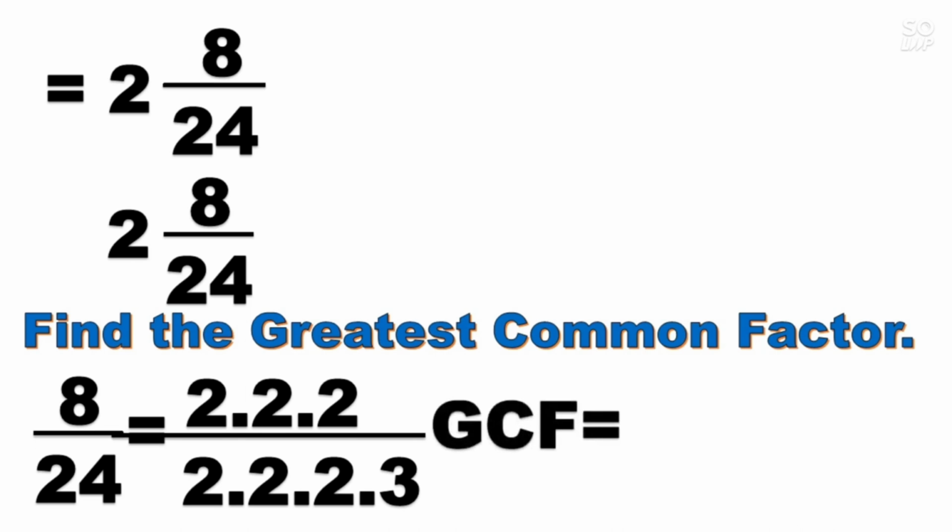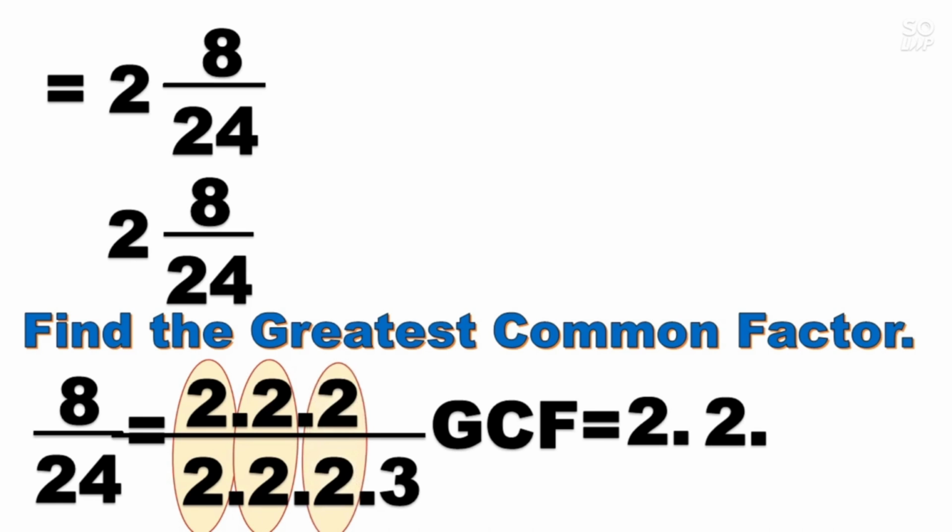Kukunin natin yung mga common factor ng 8 and 24. The common factor, 2, another 2, and then, again, 2. Okay, and then multiply natin yung tatlong factors na common ng 8 and 24. 2 times 2, 4 times 2 equals 8. So, ang GCF natin is equal to 8.